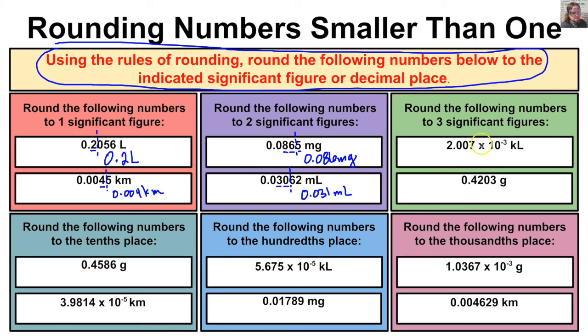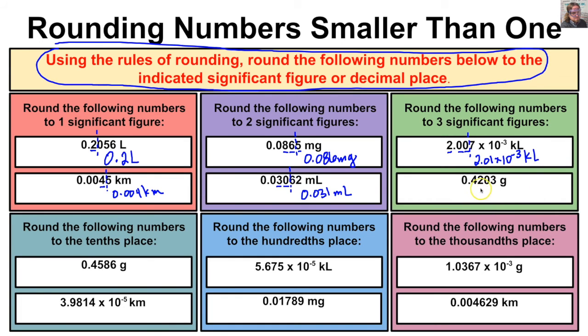What about right here? We have to round the following numbers to just 3 sig figs. So right now we have 1, 2, 3 sig figs, and our fourth sig fig is right here. So our 7 is going to round this 0 up to a 1 for 2.01 times 10 to the negative third kiloliters is our final answer.